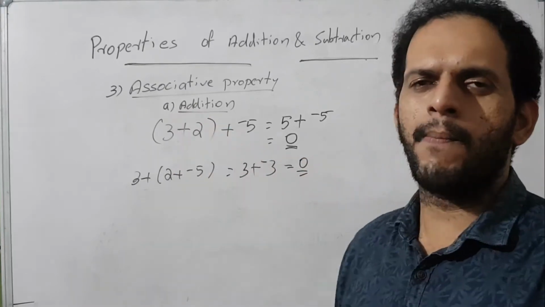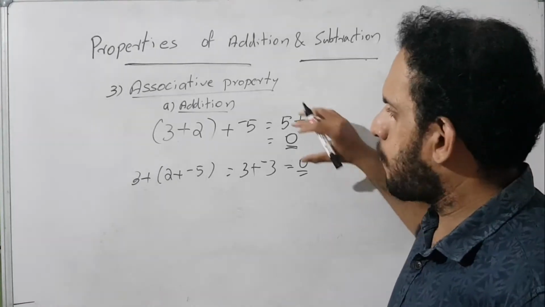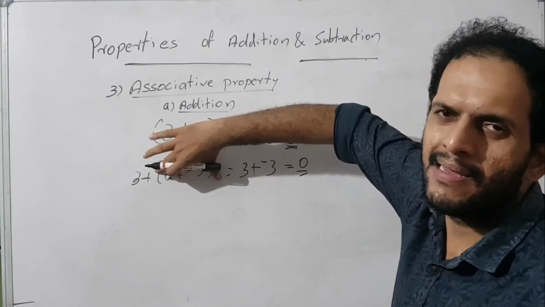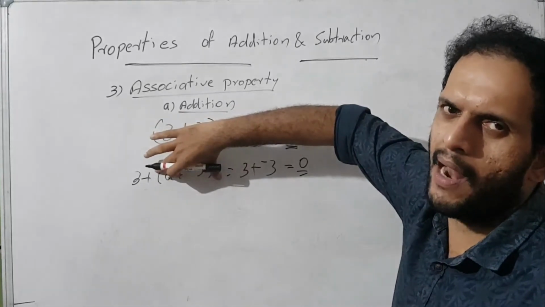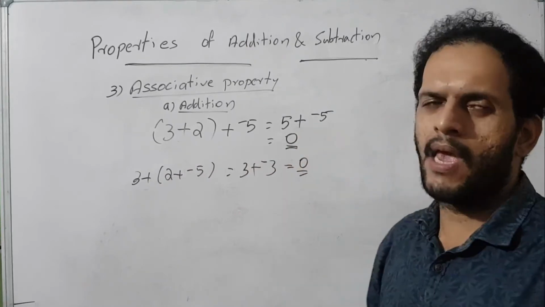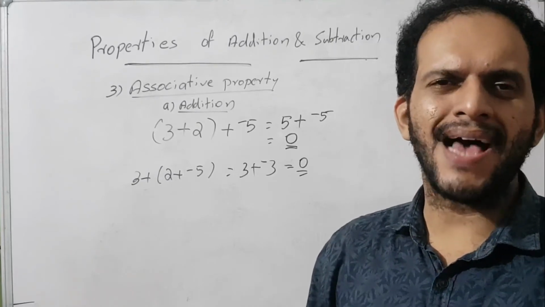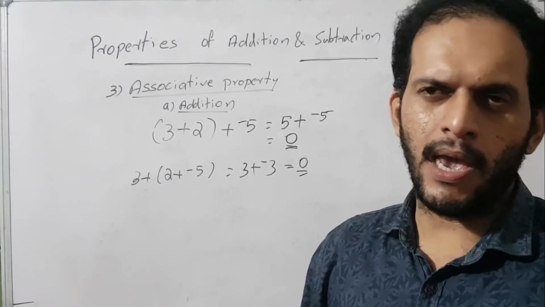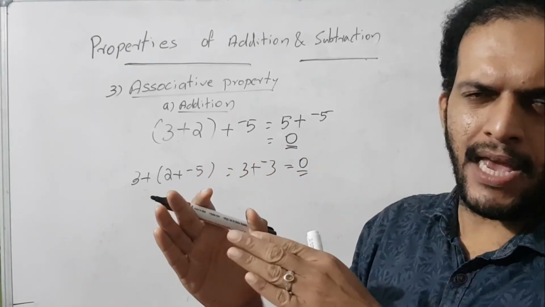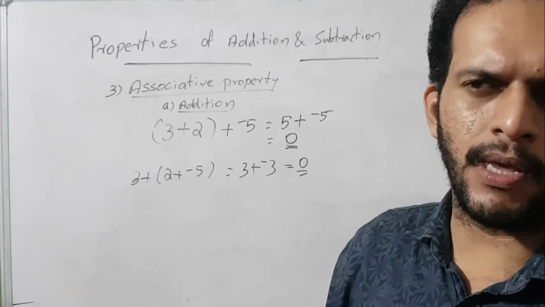That means if we change the grouping, the result is not changed. First we pair the first two, but in the second we pair the last two numbers. It does not affect the answer. The answer is the same in both cases. So this property is called the associative property. If we group the numbers and add, the grouping does not affect the answer. This property is called the associative property.